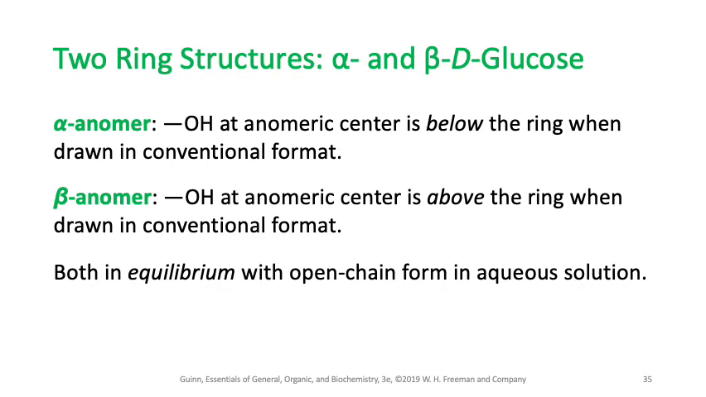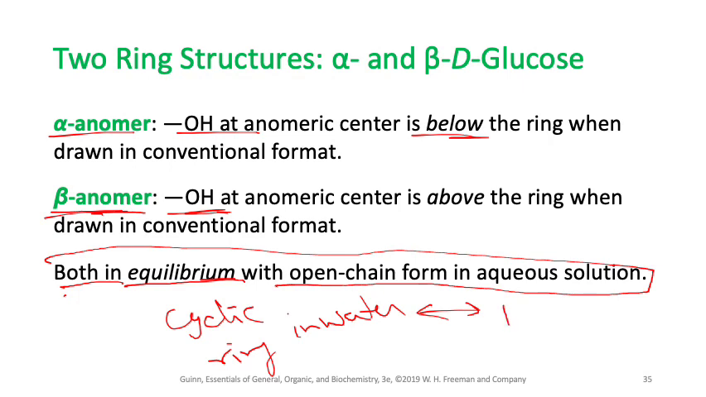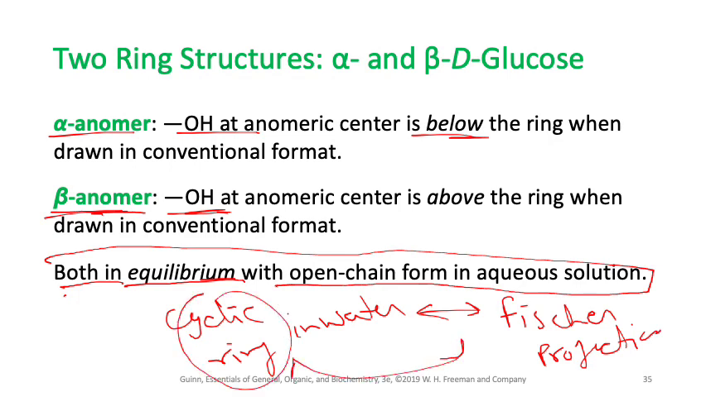So on this slide we're going to talk about the same alpha anomer and beta anomer, because they are present at the anomeric carbon. If OH is present below, then it's alpha. If OH is present above in the cyclic structure, then it's beta. And the important thing here is that both alpha and beta isomers are in equilibrium with an open chain in aqueous solution. So if you put this cyclic ring structure in water, they are flipping between the Fischer projection and the cyclic ring structure.